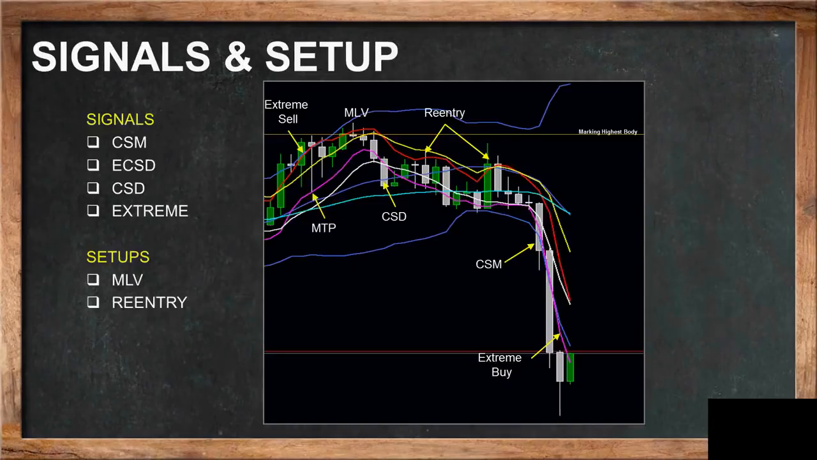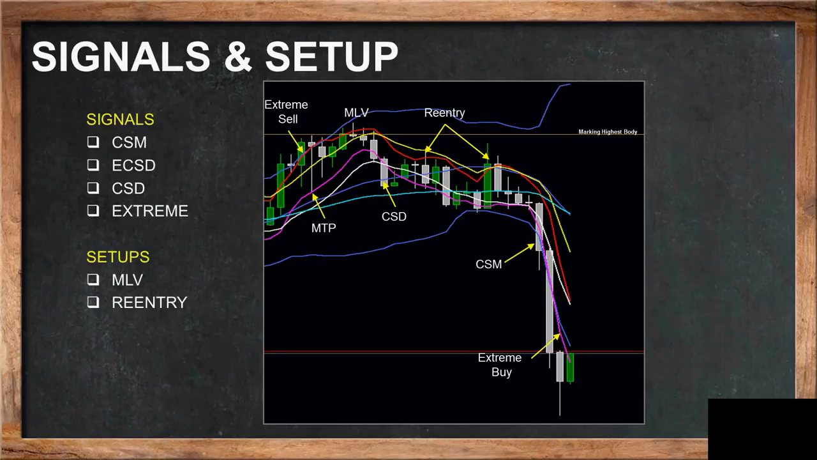In BBMA there are 4 signals and there are 2 particular types of setups. The signal is candlestick momentum. I already talked about this. Whenever you have a candlestick momentum, it is the candle that closes outside of the momentum Bollinger band. To identify momentum Bollinger band, we know that top and low BB are pointing away from each other. So every time a candle closes outside, that's candlestick momentum, and it is a signal.